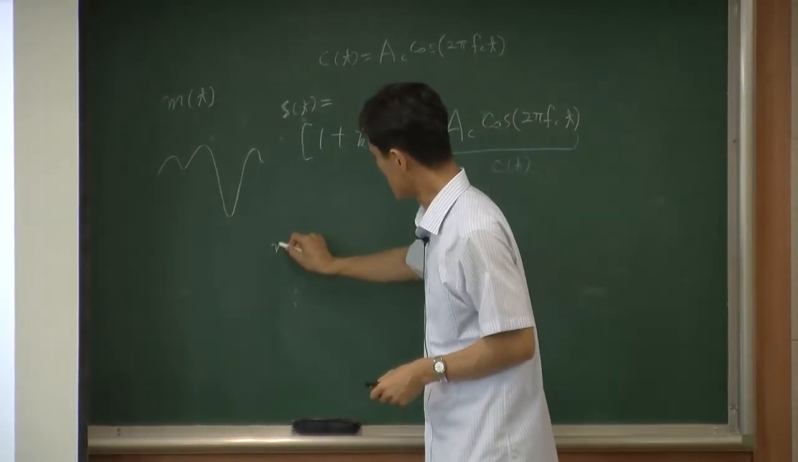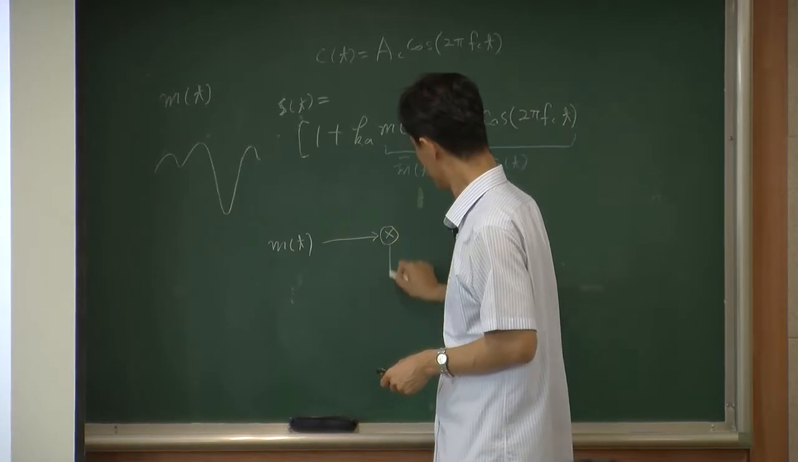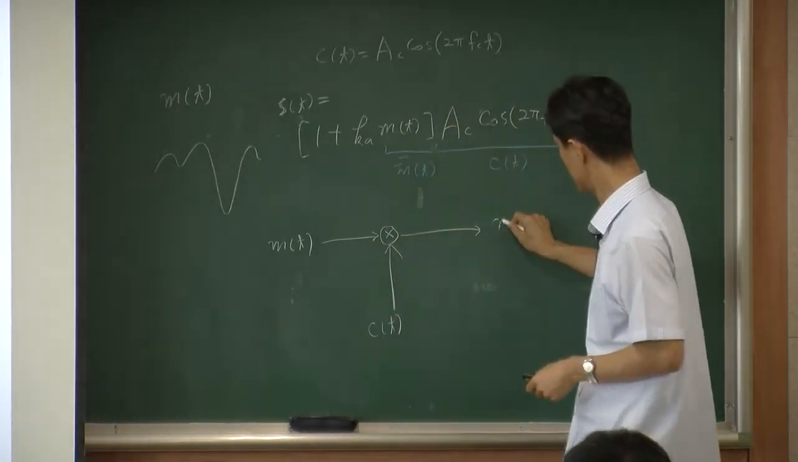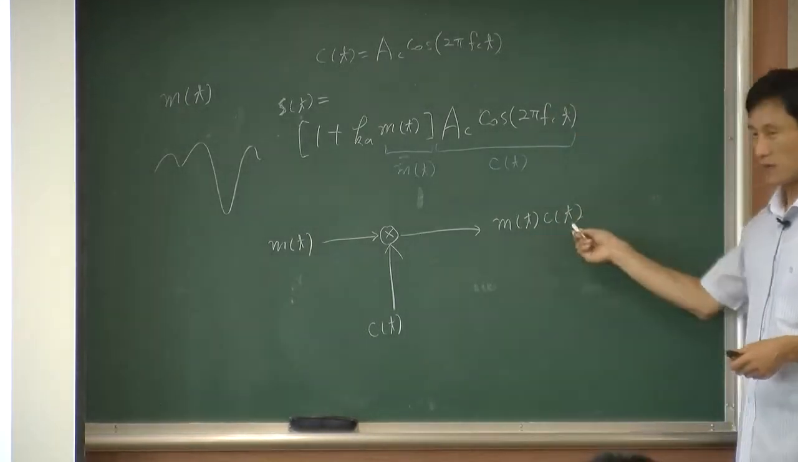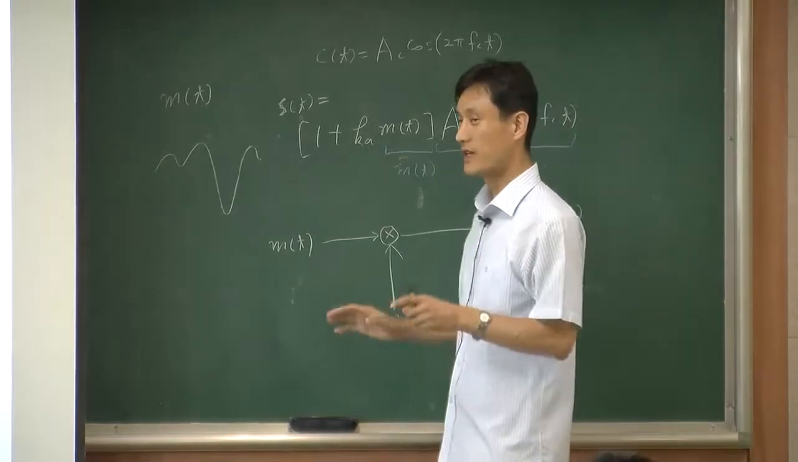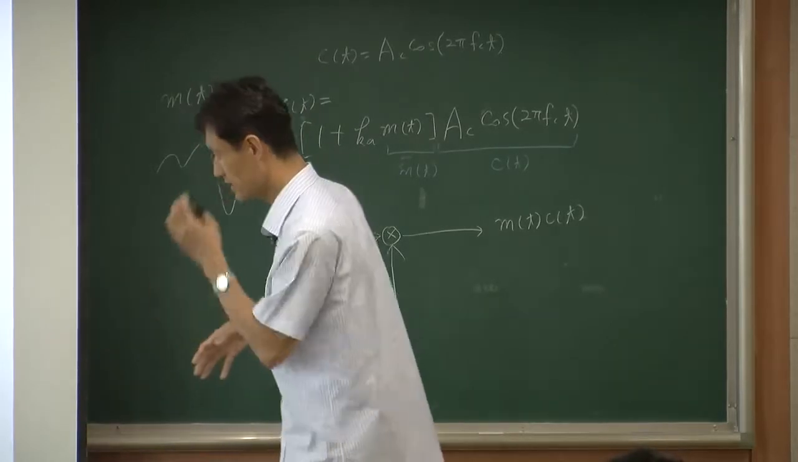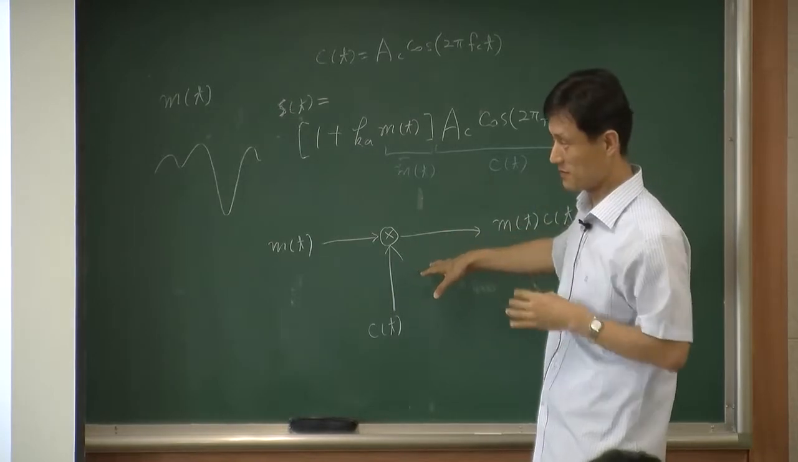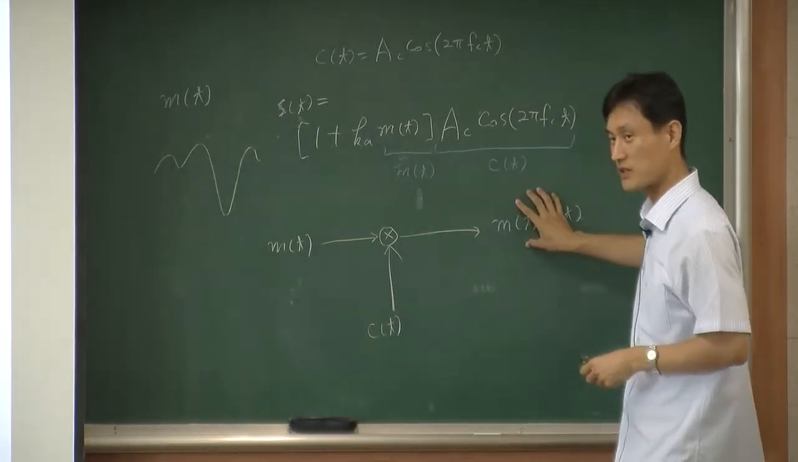When you take a picture, a block diagram, simply it's like this. So simply multiplication of these two. Later, weeks later, when we talk about DSB, double sideband, you will see this picture. Okay? Not now. We are looking at this one right now, but you'll see this picture later.